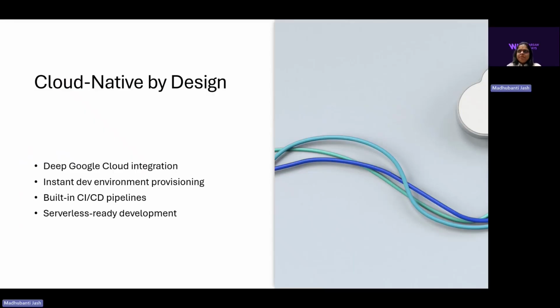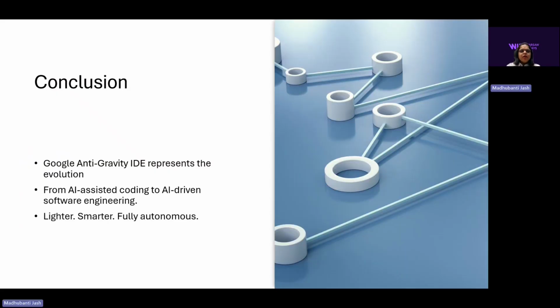So as we see Antigravity, what is the leverage over Cursor, Windsurf it may have? As you see, Cursor was an AI-driven editor, and Antigravity is even a bit more than that, where it is an agent-driven AI editor. So you can achieve anything by just running an agent. You can have your hands free and you can just speak to the editor. You can see that the browser will open automatically. It will work, all this. Also, it has very deep integration with Google Cloud. You can have serverless-ready development. So Google Antigravity IDE represents an evolution from AI-assisted coding to AI agent-driven software engineering, which is lighter, smarter, and fully autonomous.